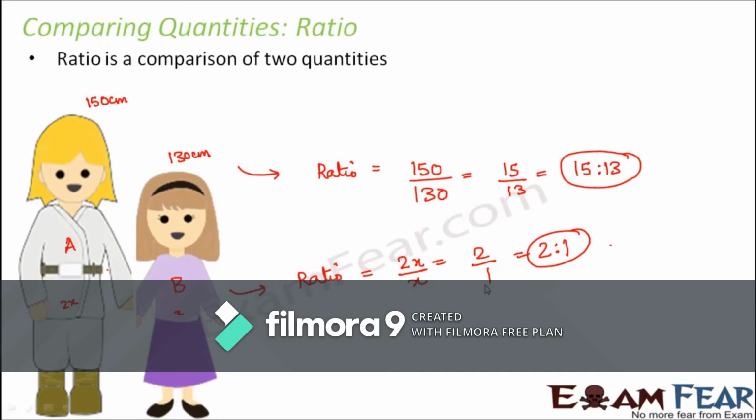Now, sometimes it might also happen that the units are different. For example, it is told that the height of A is 150 centimeters and the height of B is 1300 millimeters. So let's say this is how the heights of A and B are given, and you have to find the ratio of heights of A and B. So the ratio would be 150 divided by 1300. Is it so? No, that's not the case, because one height is in centimeter, the other height is in millimeter.